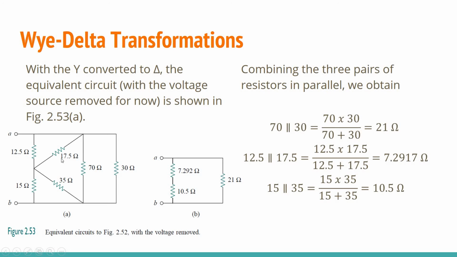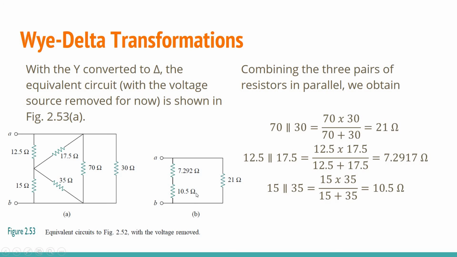The 12.5 ohms and 17.5 ohms are also in parallel. So 12.5 in parallel with 17.5, the equivalent resistance is 7.2917 ohms. And then the 15 ohms and 35 ohms are also in parallel. So 15 in parallel with 35, their equivalent resistance is 10.5 ohms. So we make another representation of the simplified circuit with 21 ohms, 7.292 ohms, and 10.5 ohms.